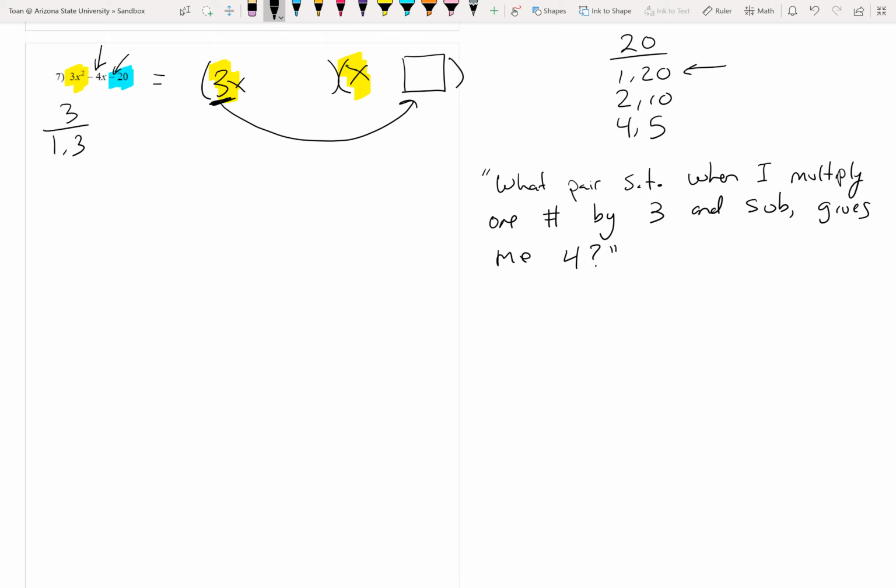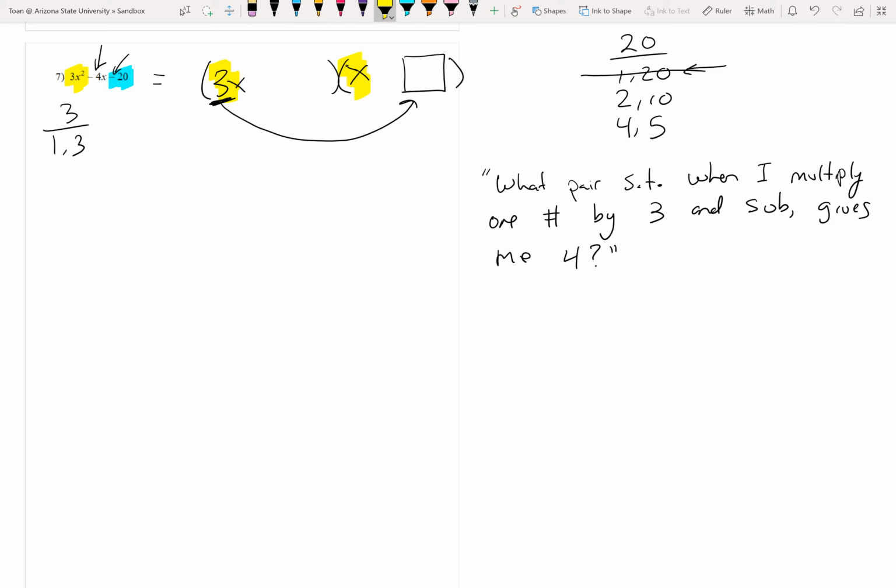Let's check the first pair. Let's multiply the 1 by 3. 1 times 3 is 3, and then if I do 20 minus 3, that gives me 17. Not what I want. Let's multiply the 20 by 3. 20 times 3 is 60. Well, that's way too big already, so I'm just going to skip him. Can't be this guy.